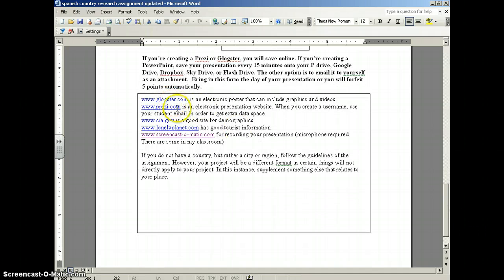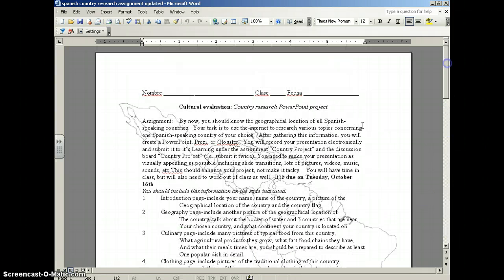Glogster.com, you need to create an account for. Same with Prezi.com. One of my screencasts for the other class will be going through at least one of these. A couple websites that are good, and this is what I'm using to do my screencast. So that, in a nutshell, is your project.